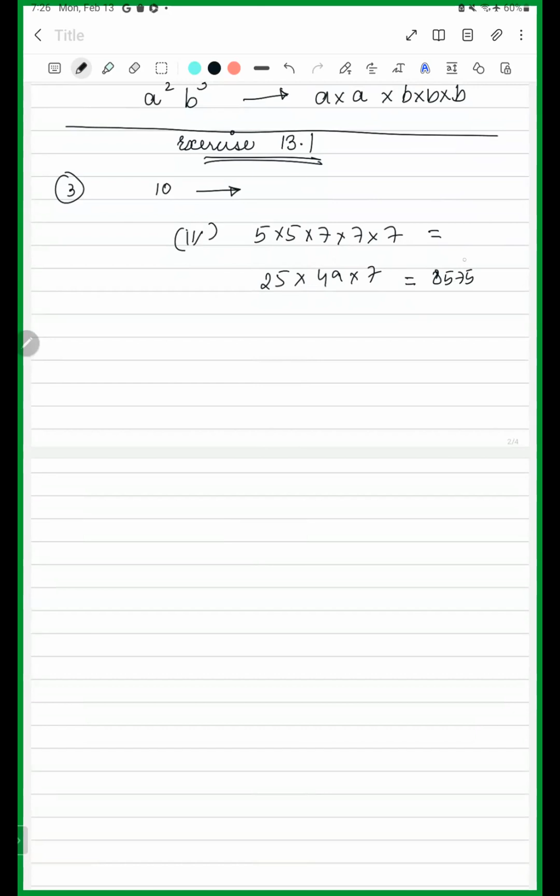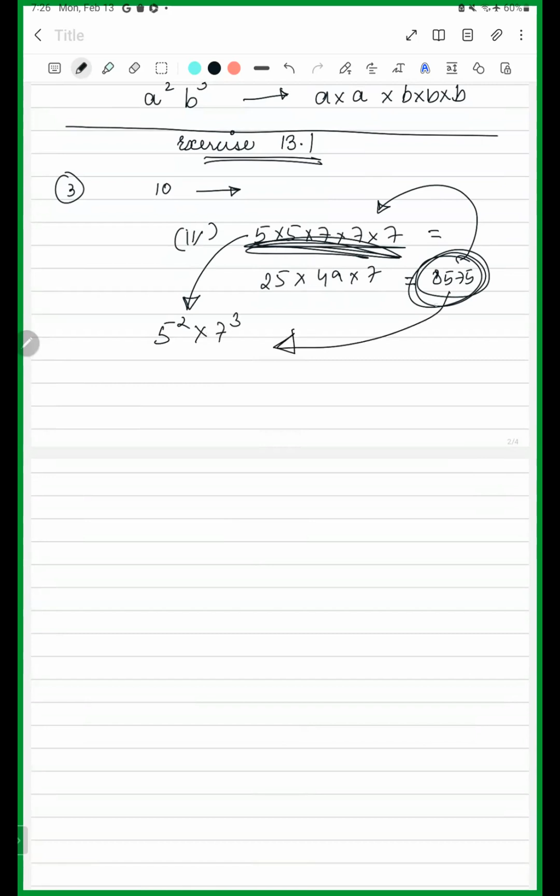So now what you have to do is the opposite of this. You are given a number, you are supposed to find its prime factors, and then apply the powers. What is the power over here? 5 to the power 2 into 7 to the power 3. From here to here you are supposed to go in this question. Understood? So let's start the third question.